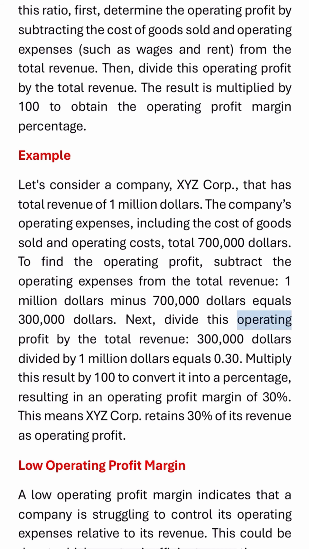Next, divide this operating profit by the total revenue. $300,000 divided by $1 million equals 0.30. Multiply this result by 100 to convert it into a percentage, resulting in an operating profit margin of 30%. This means XYZ Corporation retains 30% of its revenue as operating profit.